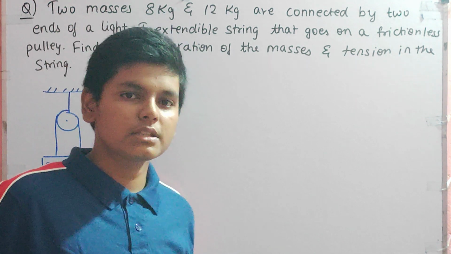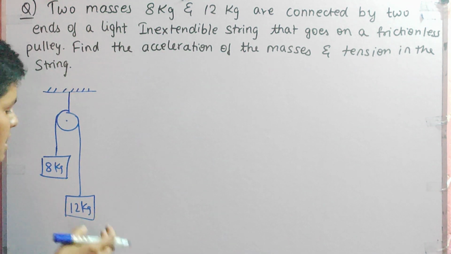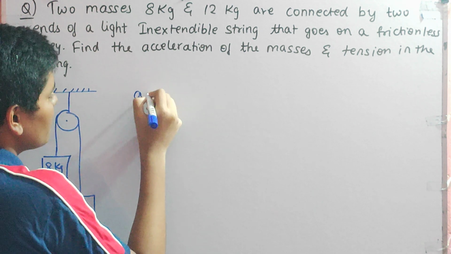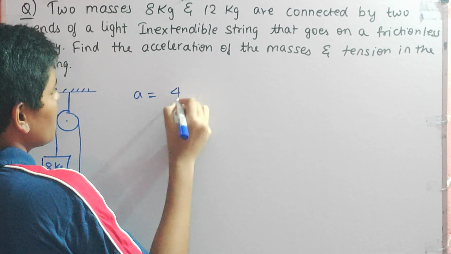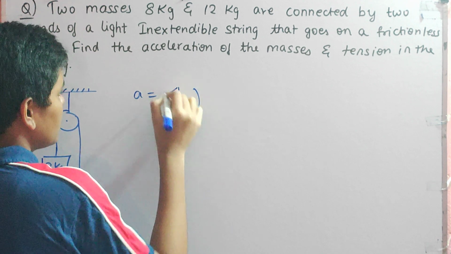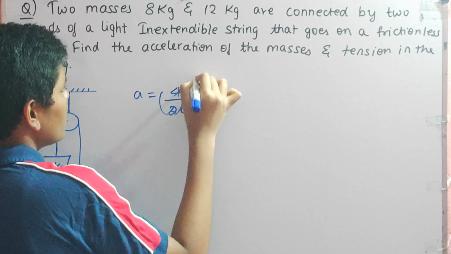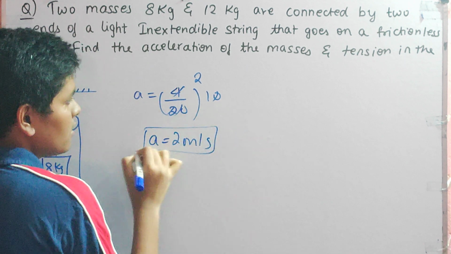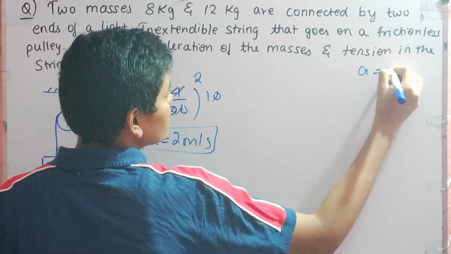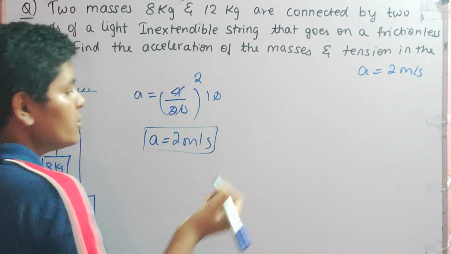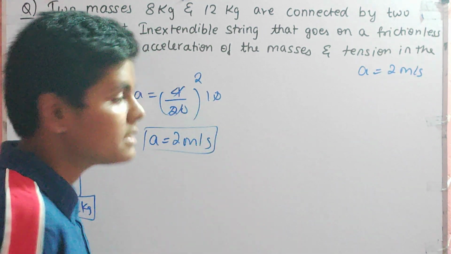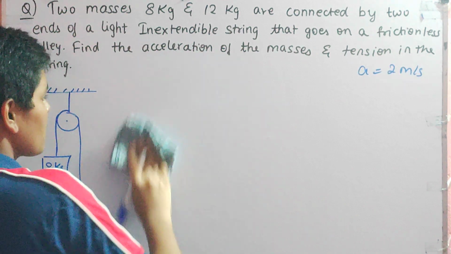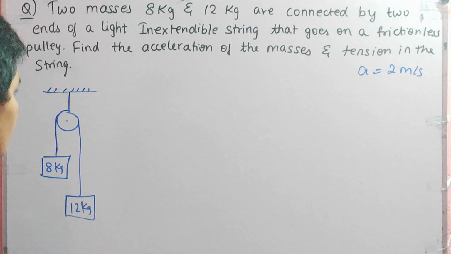So we won't be using that formula over here. Even if you want, we can use m2 minus m1 by m1 plus m2 into g. If you use that formula, 12 minus 8, 4 by 20 into 10, 2. So you will get acceleration as 2 meter per second square. According to this, a is equals to 2 meter per second square. This is the answer. But what is the detailed way? How will you actually solve this question? That we are going to see. We will be making the equations and solving them.